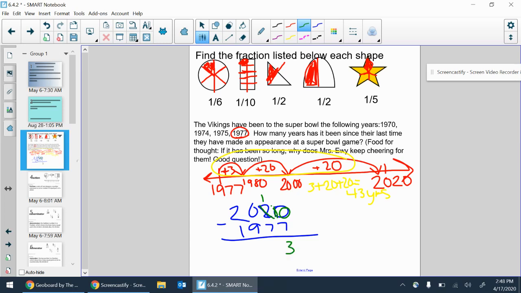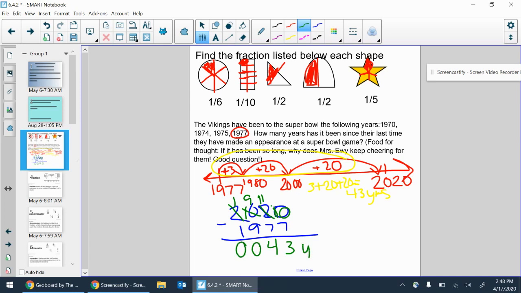Now I have 1 minus 7. I can't do that, so I have to look to my neighbor. There's a 0 there. They don't have anything, so I have to look to the next number in place value, which is a 2. I can take 1 away from there, which makes this 10. And then I still have to go over again, so now I have to take 1 away from there and put my 10 here. So now I have 11 minus 7 is 4. 9 minus 9 is 0, and 1 minus 1 is 0.